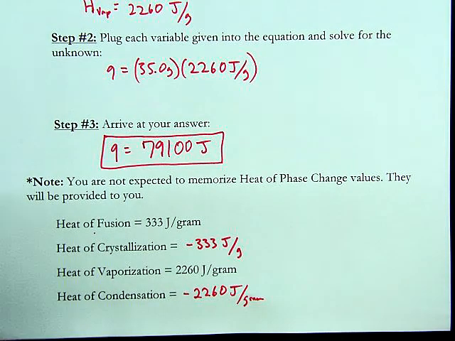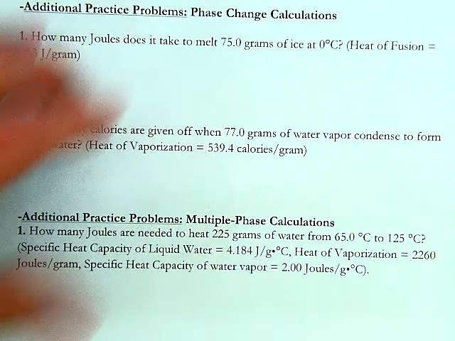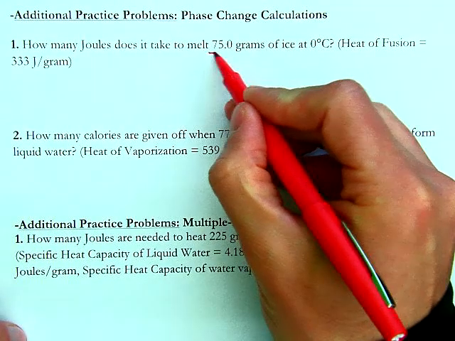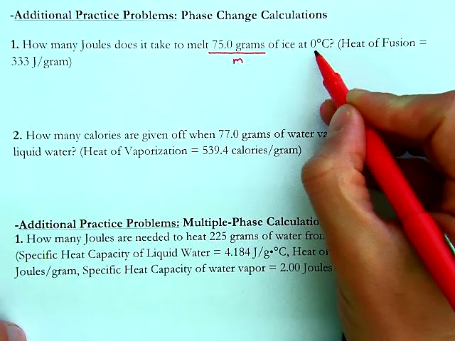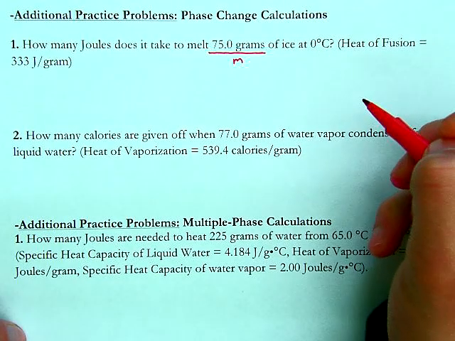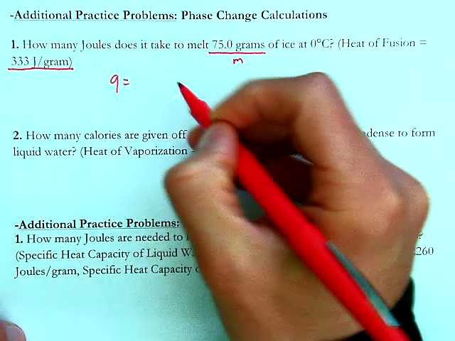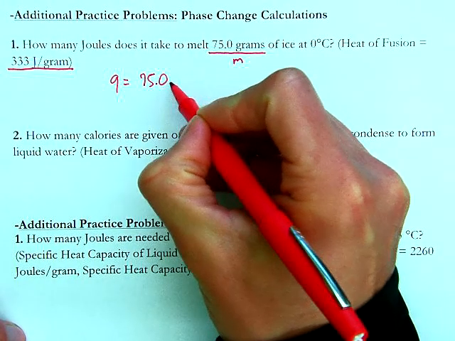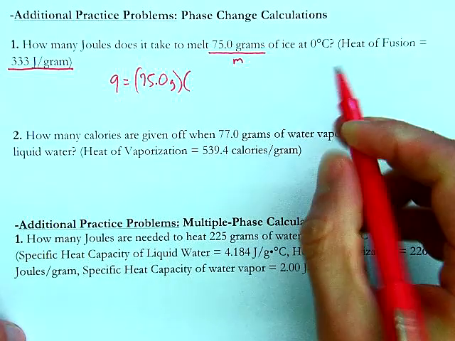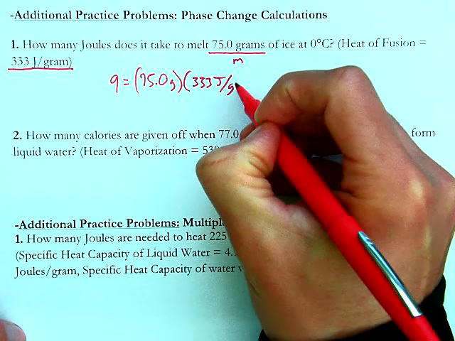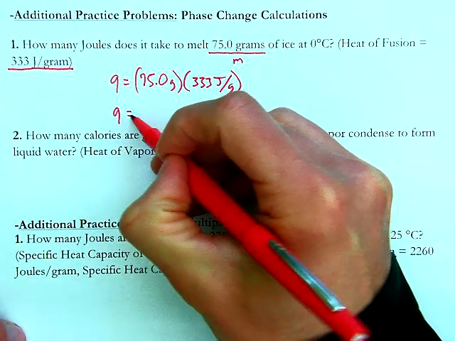That's a useful concept. So we'll solve a couple of these practice problems, and then we're going to do one that combines them all. Okay, so question number 1 says, how many joules does it take to melt 75 grams of ice at 0 degrees Celsius. So it's already at 0, there's no temperature change. The heat of fusion is 333 joules per gram. So Q equals M, which is 75 grams, times our heat of fusion, which is 333 joules per gram. Gram will cancel out, and you'll be left with your number of joules.